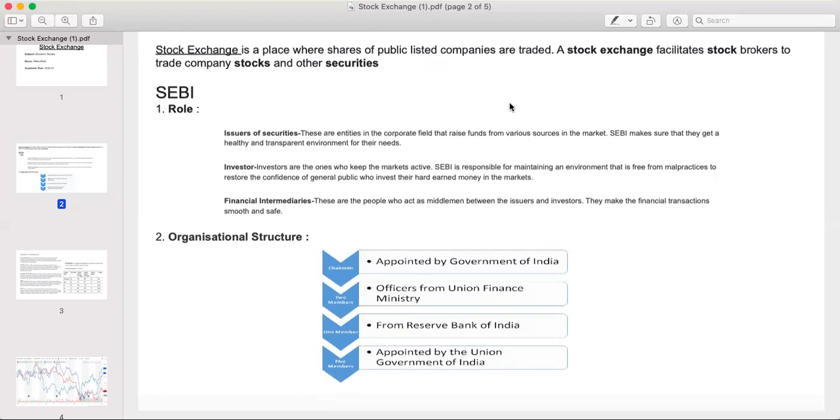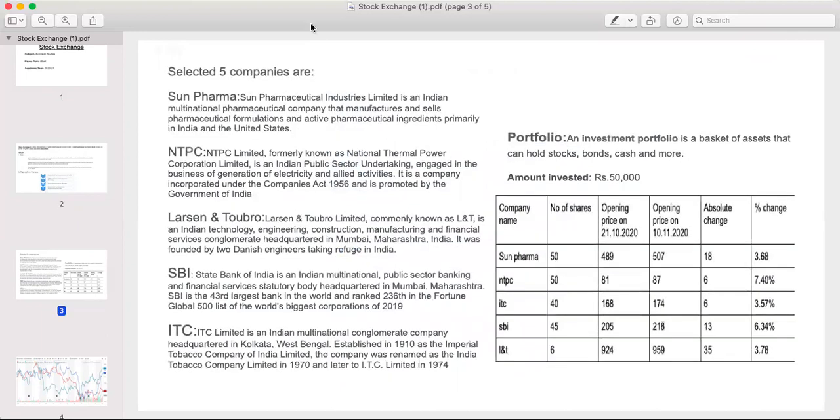After you're done with writing about SEBI, you write about these 5 companies that you have selected. Make a table of this sort: write the company name, the number of shares that you have bought. I'm not sure what instructions you have been given now, but in my year we were given an amount of 50,000 to invest. This amount could be a little less or a little more, but try to stick within the 50,000. For example, I invested around 52,000 because my share price was a little bit high, so I had no option. You will be writing about the opening price for the day you start investing and the opening price for the last day when you stop investing.